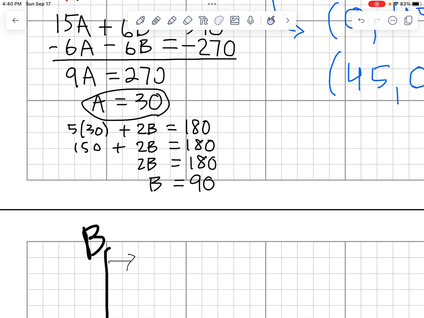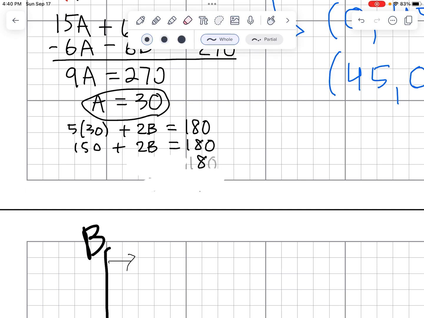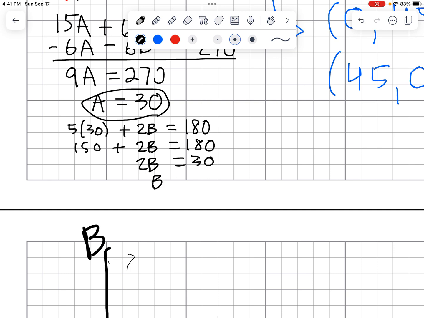So I'll go ahead and see if I can fix what just happened there. Let me get rid of the graph paper. There, it came back. Okay, so I said I was going to subtract the 150, I just didn't do it. So I have 2B equals 30 and divide by 2. And I get B equals 15.